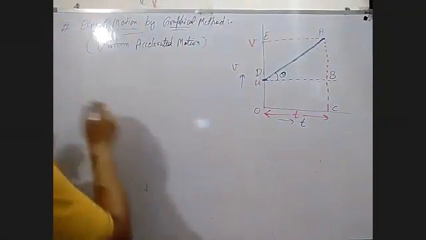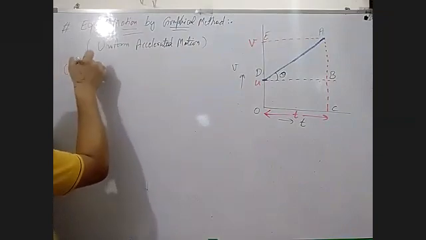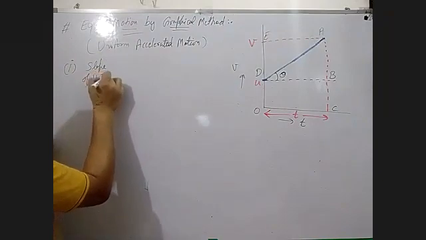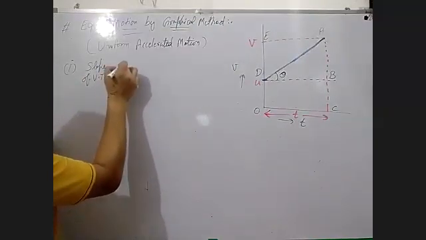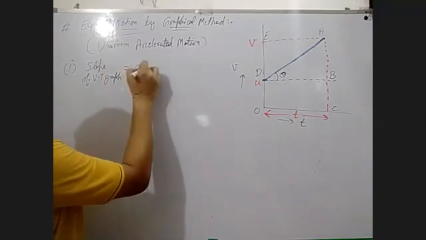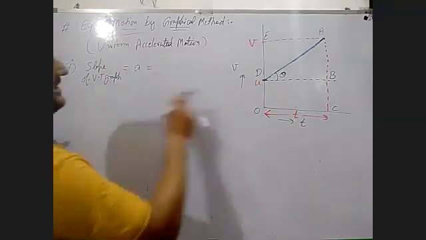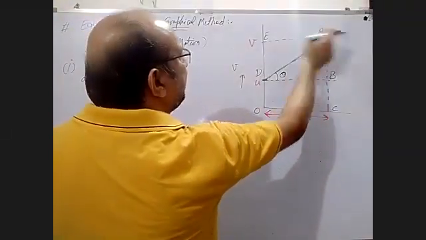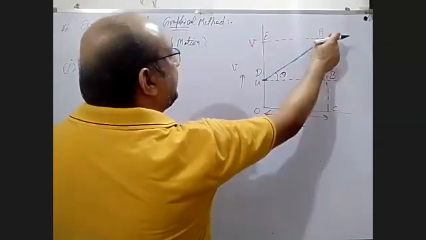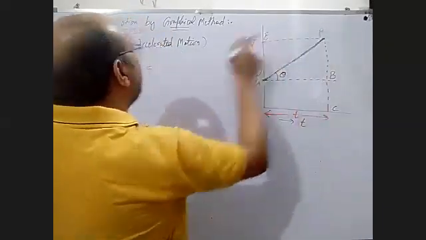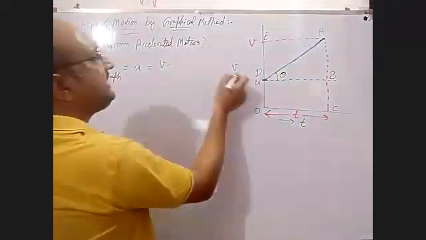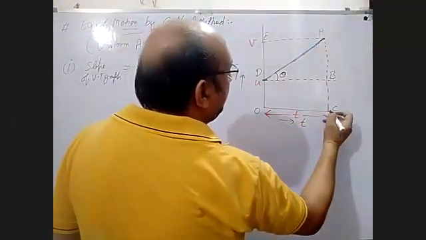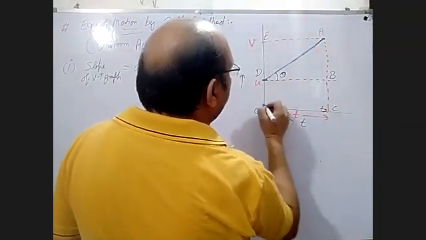Now, for the first equation, take the slope of the VT graph. What is the slope of the VT graph? Acceleration. Then how can you take this value? A is at final, this is initial. Final minus initial velocity. V is the final velocity, this is the initial velocity U, and this is T2, or you can say this is T1.